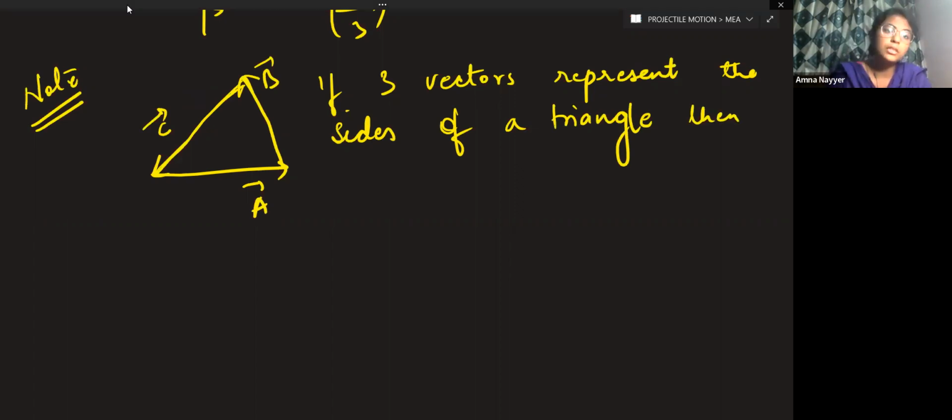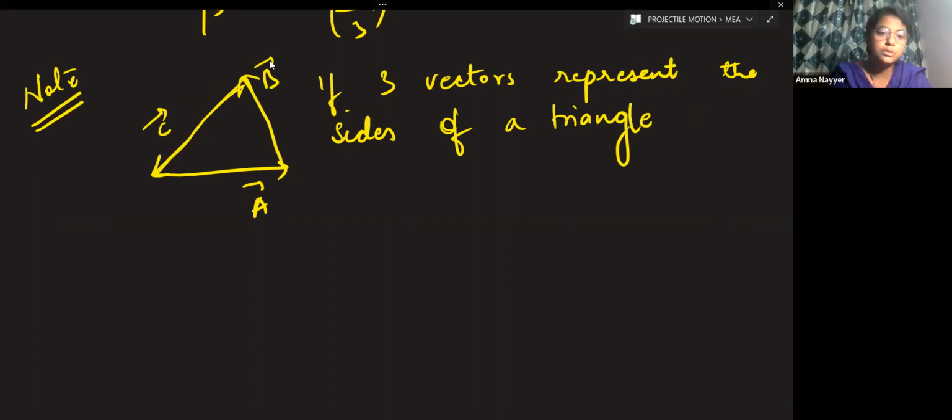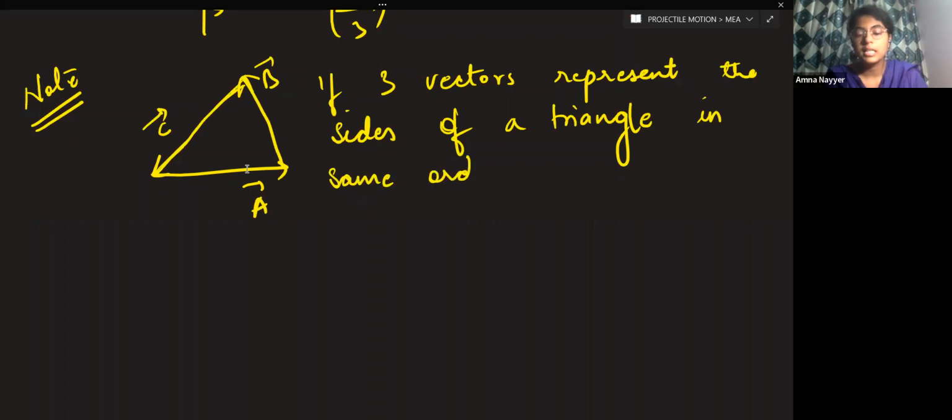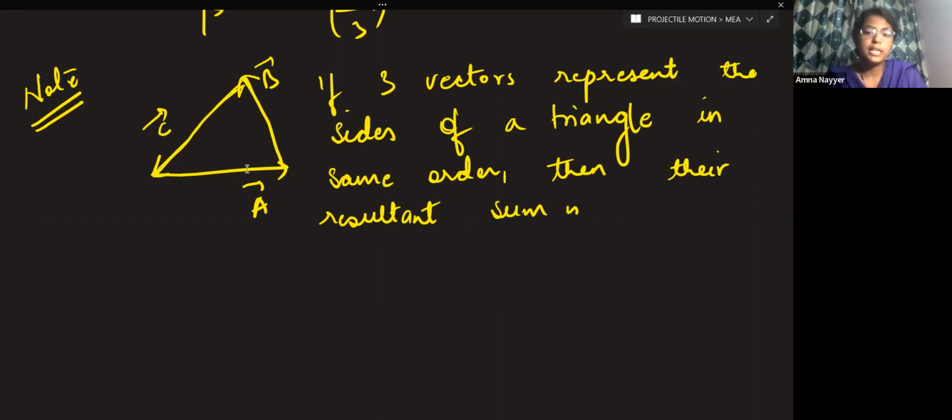One more thing before. This is in same order. This is one of the most important things. In same order, then their resultant sum is 0. It means here A vector plus B vector plus C vector, this is 0.